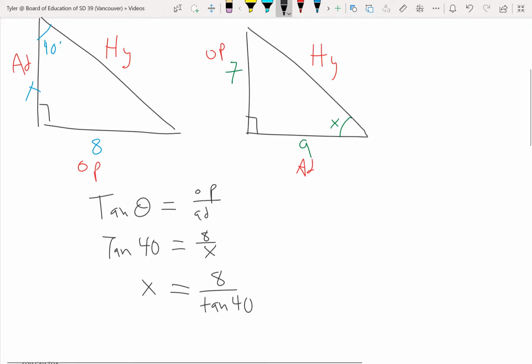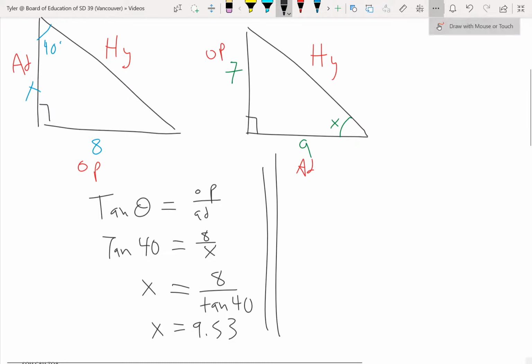When you put that in your calculator, you can just do it all in one step. You press 8 divided by, and then on some calculators you have to press 40 first, on some you have to press tan first. It's up to you to figure out which calculator you're working with. When I do it, I get x equals 9.53, and since this was a side, that would be centimeters or inches or whatever. Cool. Now, let's do a second question just to recap.